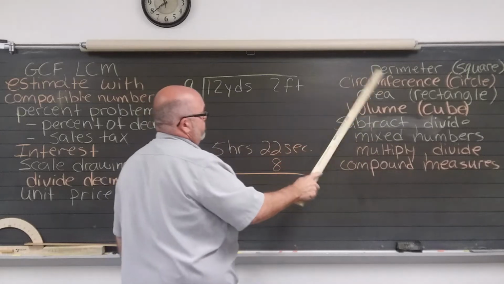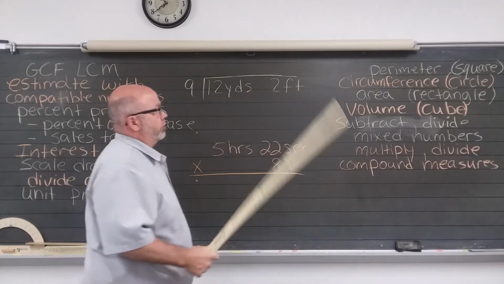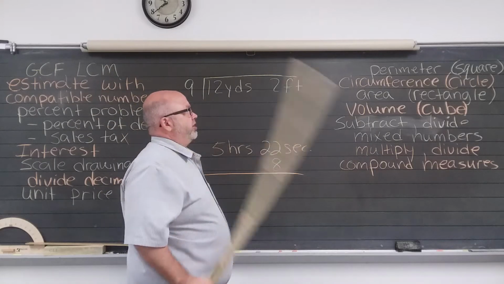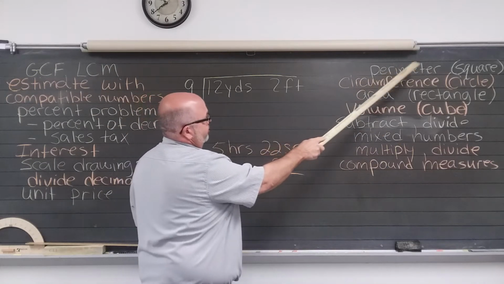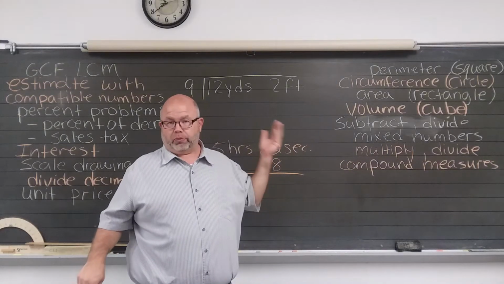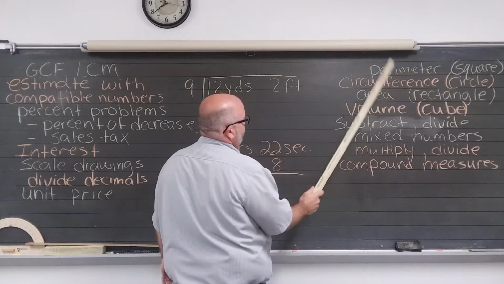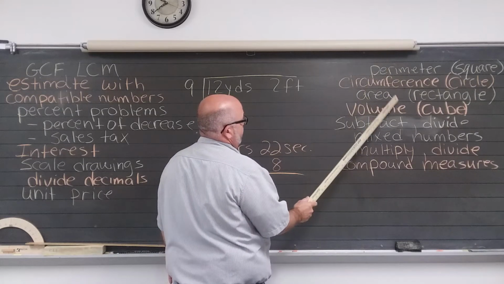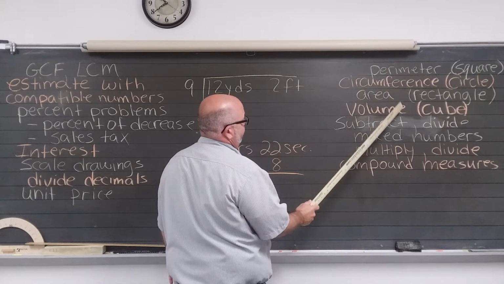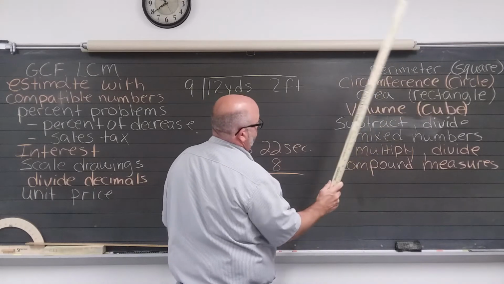This list over here is basically things that you need to know. There will be a problem on your test: find the perimeter of a square. So make sure that you know how to find the perimeter of the square. Know the formula, know how to do it. Perimeter of a square, circumference of a circle, area of a rectangle, volume of a cube. Know how to do all those.